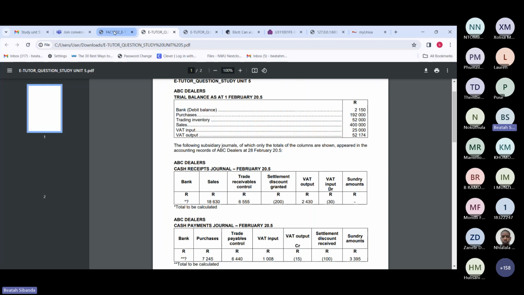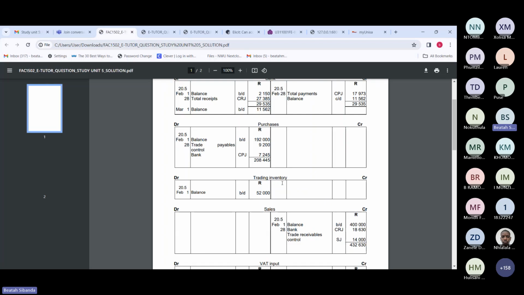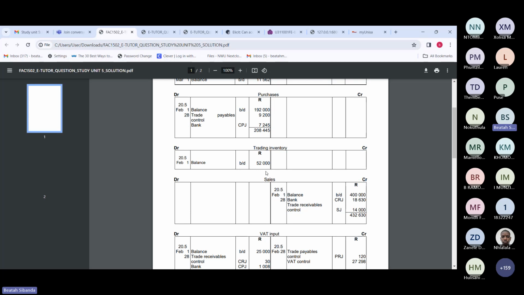So when we do our general ledger account, then we are just going to have that balance brought down. There is no other movement that affected our trading inventory. So we just put the balance brought down and then we leave it like that. If we had any other thing, then we would record. But with this information that is given, it's just that one line item that we have. So we are only going to record that. Any questions?